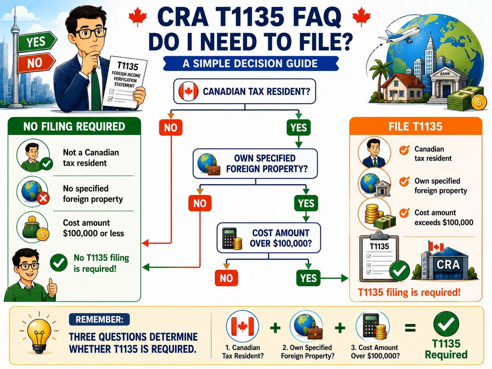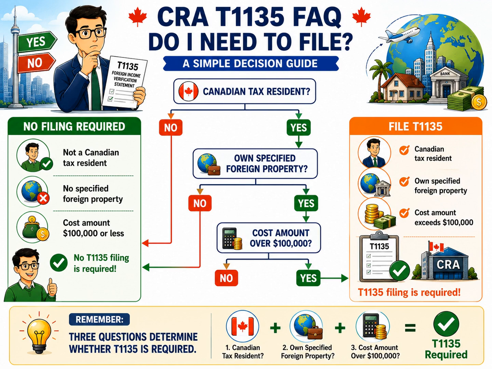Do you own specified foreign property? Specified foreign property includes certain investments and assets located outside Canada, such as foreign bank accounts, foreign shares, foreign rental properties, and foreign investment accounts. If you do not own any specified foreign property, then you generally do not need to file Form T1135. If you do own specified foreign property, move to the final question.